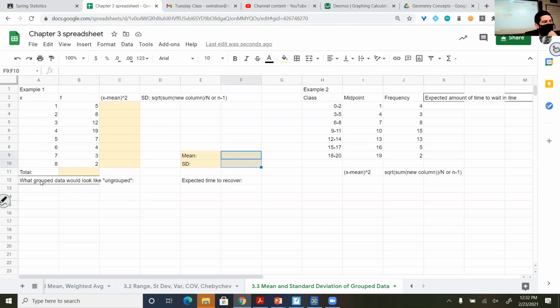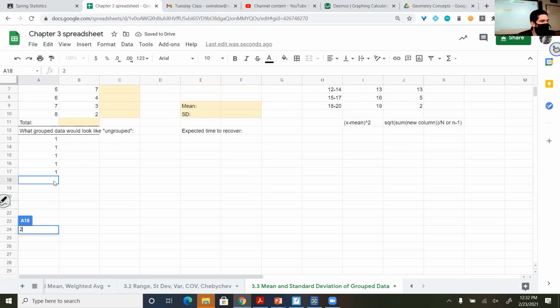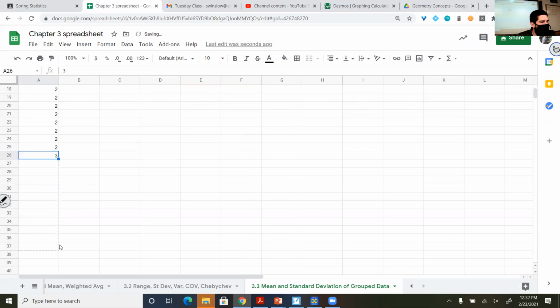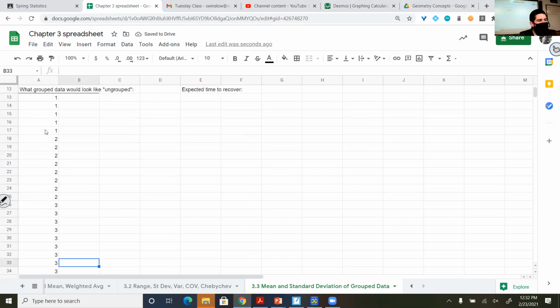So first thing I want to talk about is what grouped data would look like if it was ungrouped. Well, I'm going to have 60 values. So I'm going to have 5 ones. So 1, 2, 3, 4, 5. Then I would have 8 twos, 1, 2, 3, 4, 5, 6, 7, 8. And then I would do the same thing with the 3s. And for the 3s, I had 12. And so we're going to keep going down. And we would have eventually 60 values.